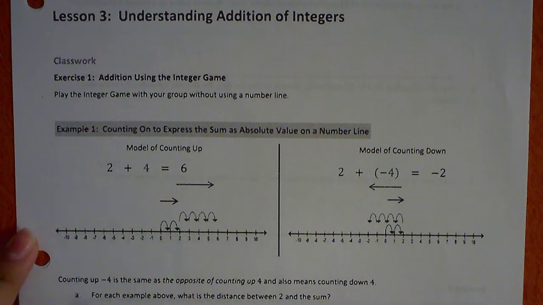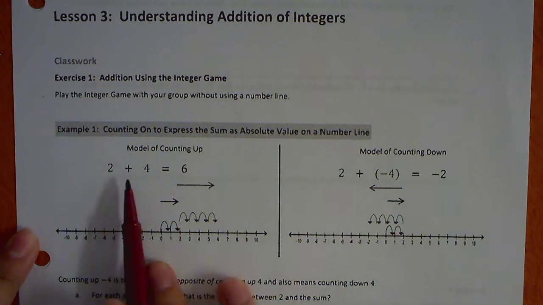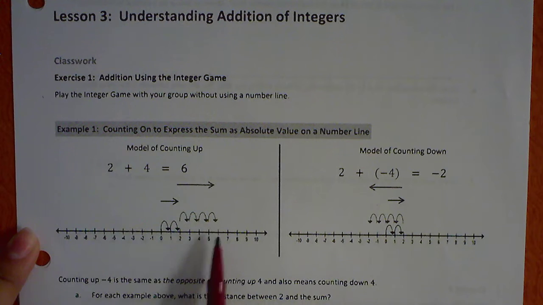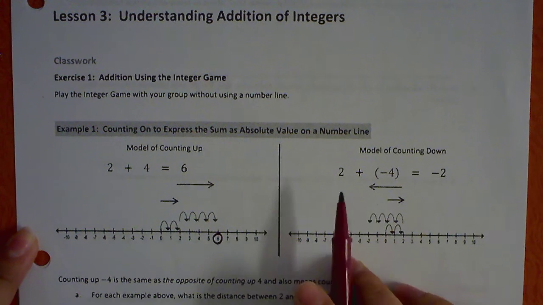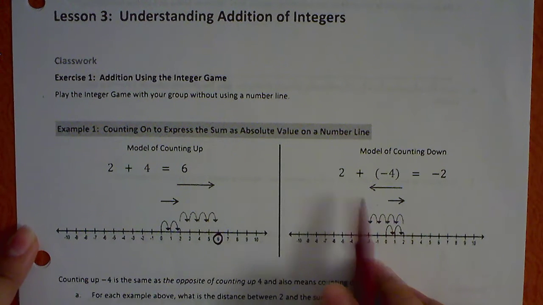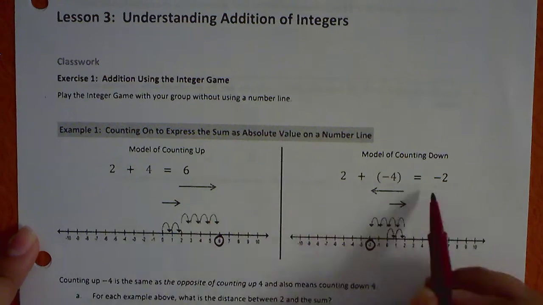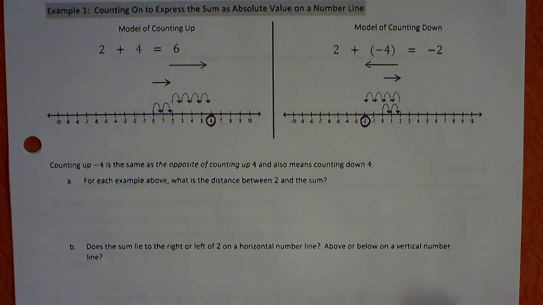Counting up. For this one we're going 2 plus 4 equals 6, so we went over 2 and then over 4 and we landed at 6. For this one, we're going plus 2 plus negative 4. So we go over 2 and then back negative 4. We land at negative 2, and that's how we got each of these answers. So then they ask you some questions about this.